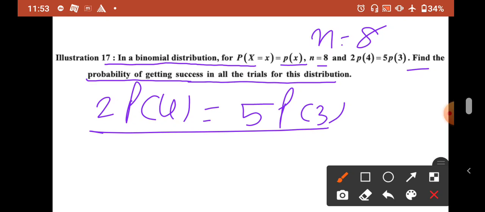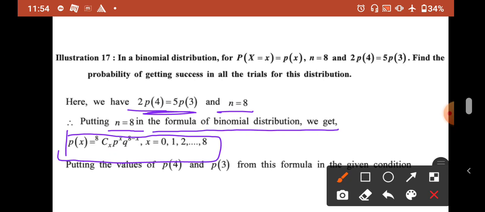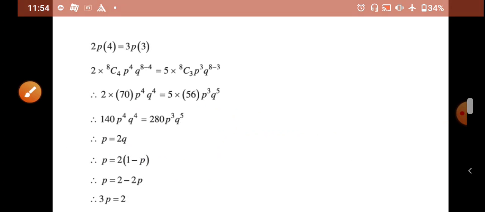Now what does this mean? First write the formula of p of x, then substitute 4 in it and afterwards substitute 3. Okay, here, see, 2 p of 4 is equal to 5 p of 3 and n is equal to 8 is given. Now n is equal to 8 in the formula of binomial distribution, we will get this formula by substituting the value of n. Now respectively we will find p4 and p3 first.